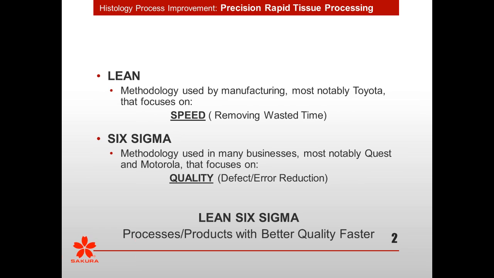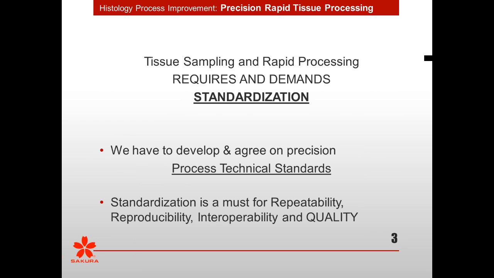I hope that everyone is aware of these things, but Lean is about speed, removing wasted time in histology, which we have a lot of opportunity to do. And then Six Sigma is all about your quality, but does also incorporate Lean. I guess the most usable term now is Lean Six Sigma, but what it comes down to when we connect that with precision rapid tissue processing is processes and products. Our product is a slide, eventually a slide, with better quality and faster. We all have that type of pressure that we need to produce the highest quality tissue sampling, and that requires and demands standardization.